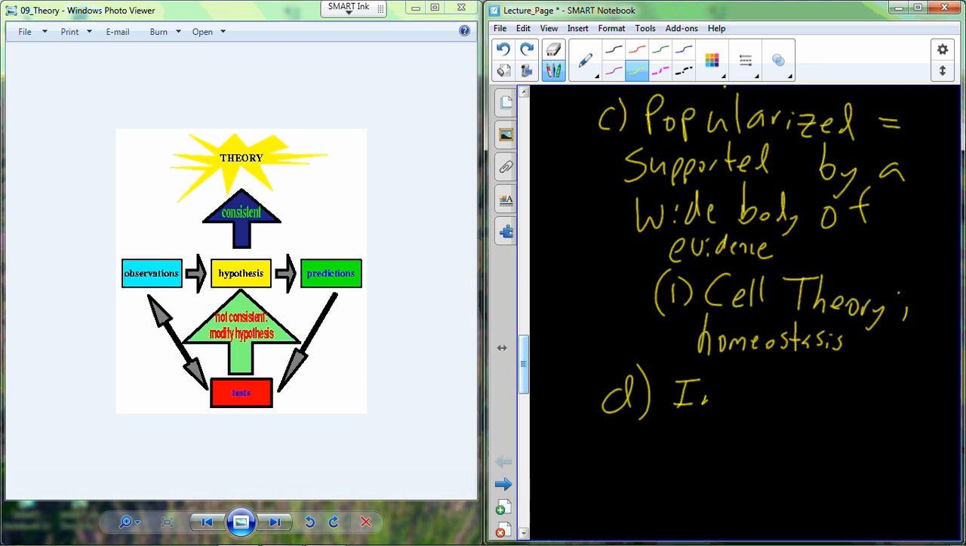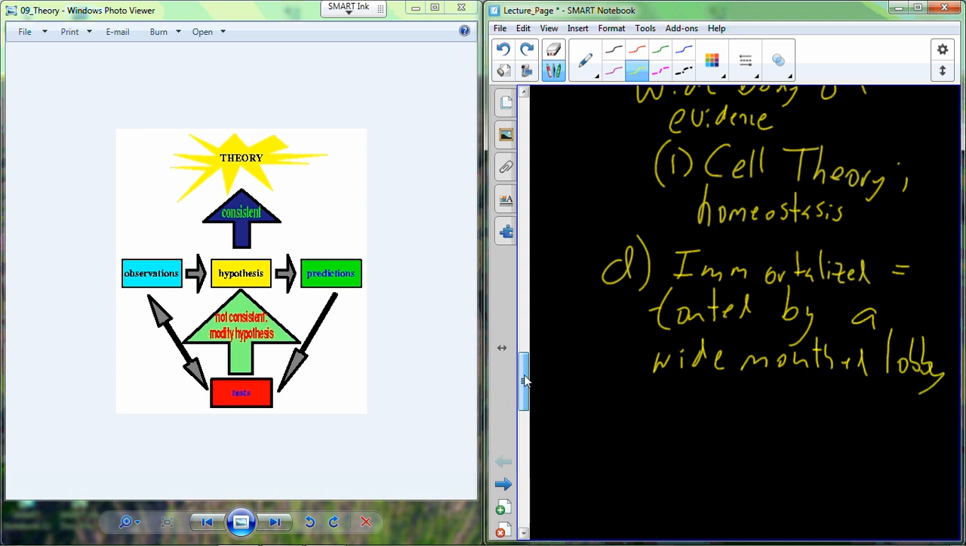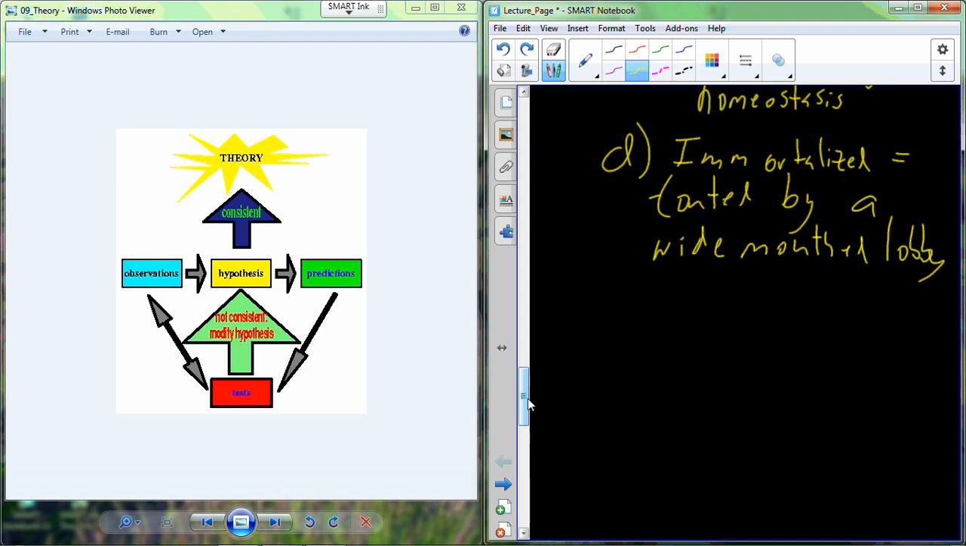I think we also have a set of theories that are immortalized. And that's not a good thing. Immortalized means that they can never be killed, never can be changed, right? And some theories ultimately get killed and get changed. Typically, these are going to be touted not by a wide base of evidence, but by a wide-mouthed lobby. Some sort of group that has some sort of bias, and they say this is the way that it is, and this is the only way that it can be. And it removes the skepticism that's naturally needed in science. And I got a couple examples here as well.